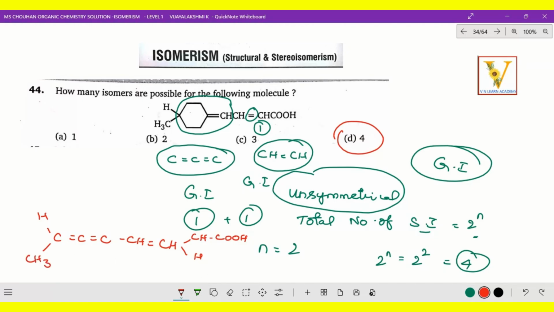So at this point, how do we identify? Cis and trans will be there. Cis and trans means two things will be there, and the mirror image is another point. So that means 2 plus 2, 4 things will be available. So 4 isomers will be possible. I hope you got the clarity about this.